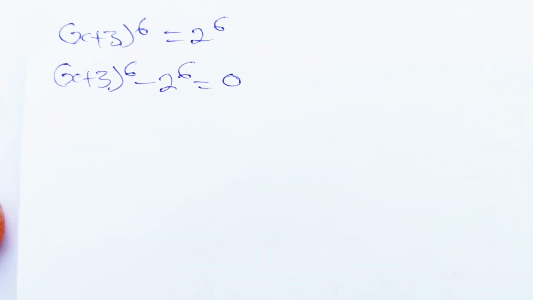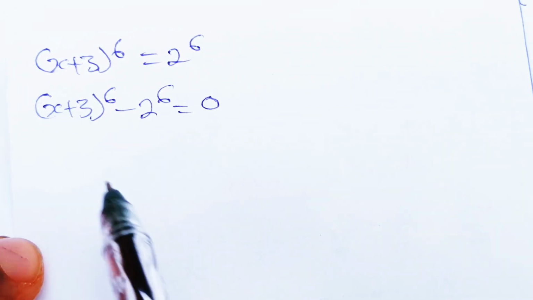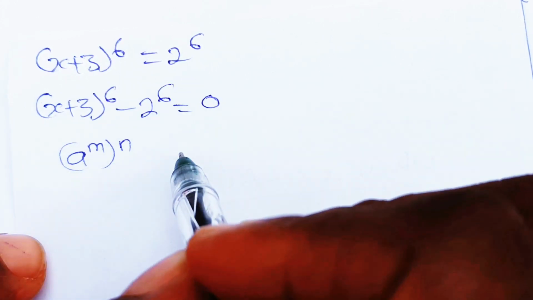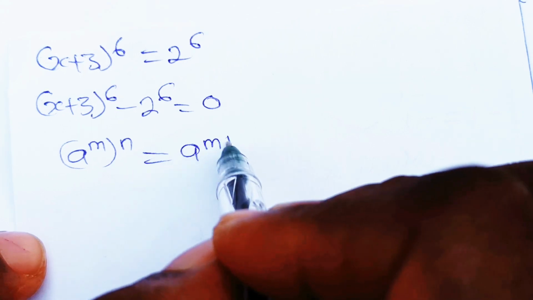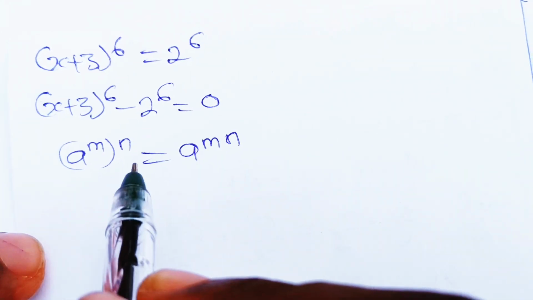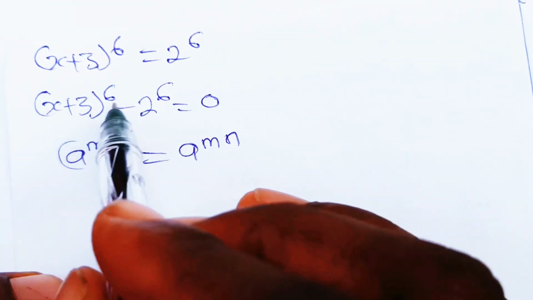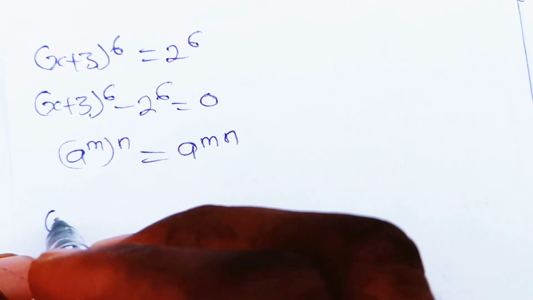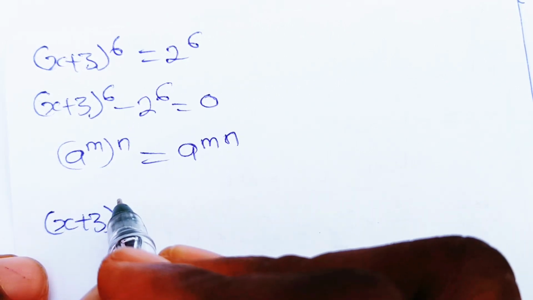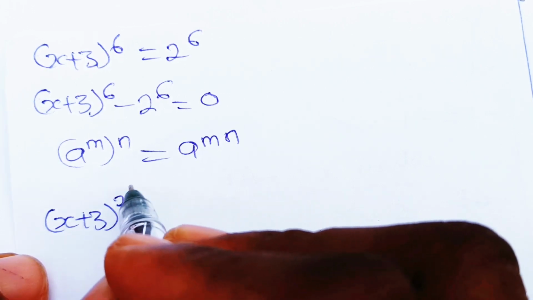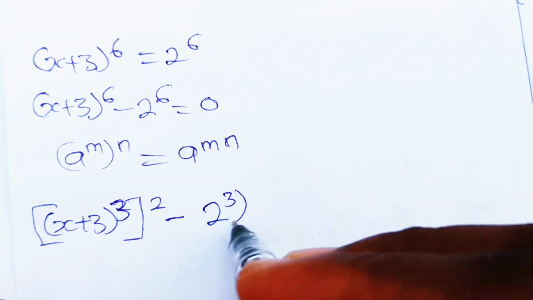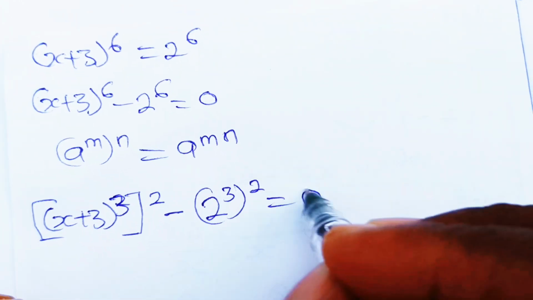All right. Now, as I was saying, let us note that (a^m)^n = a^(m×n). So that simply means that we can express 6 as 3 times 2, right? We can then write this as ((x + 3)^2)^3... actually ((x + 3)^3)^2 − (2^3)^2 = 0.